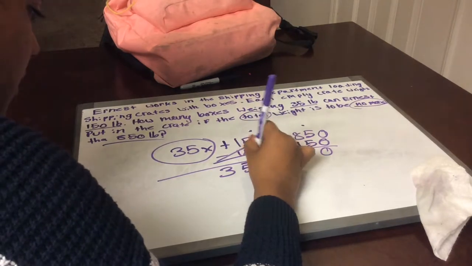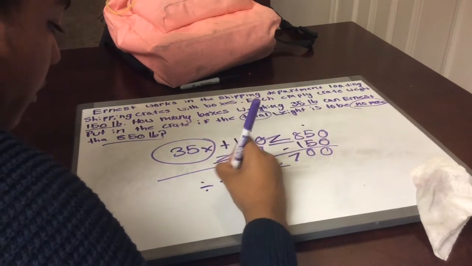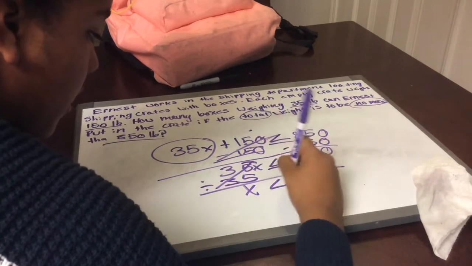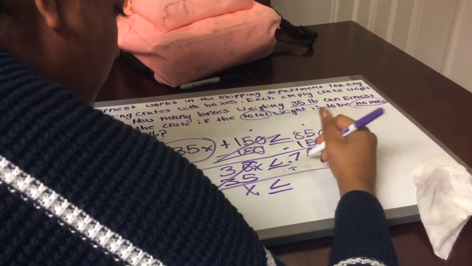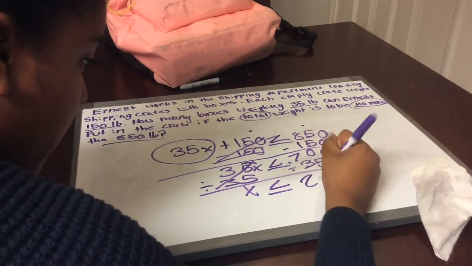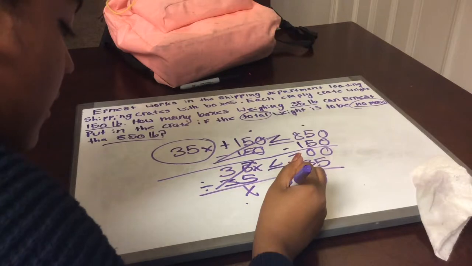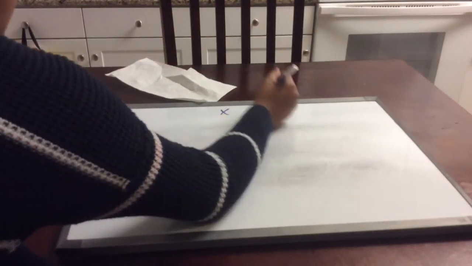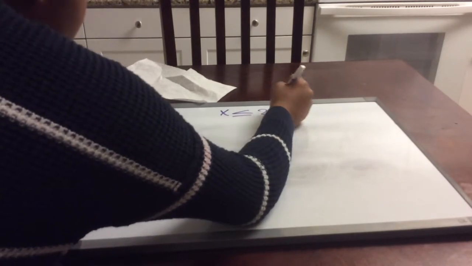So we see here that we are multiplying, so we divide by 35, which is going to be nothing. So we have this divided by 35, because what we do to one side, we do to the other. It's going to be 20. So x is less than or equal to 20. So we know that our answer is x is less than or equal to 20.